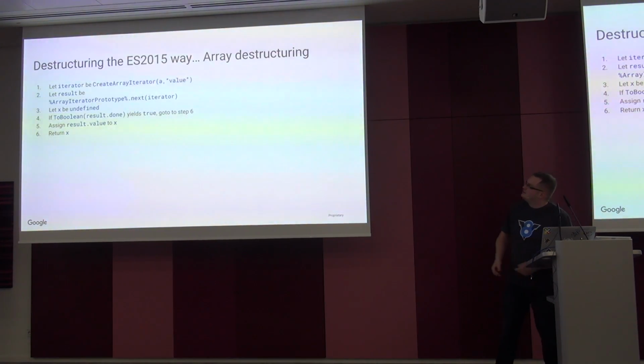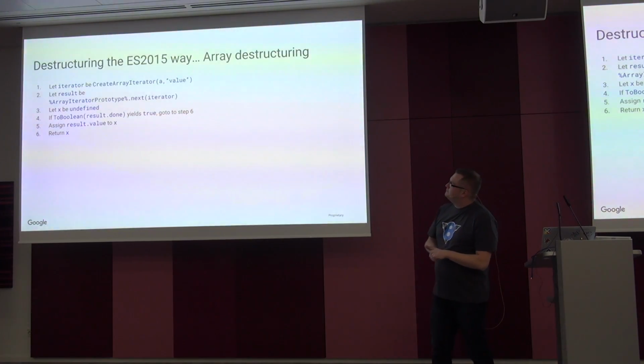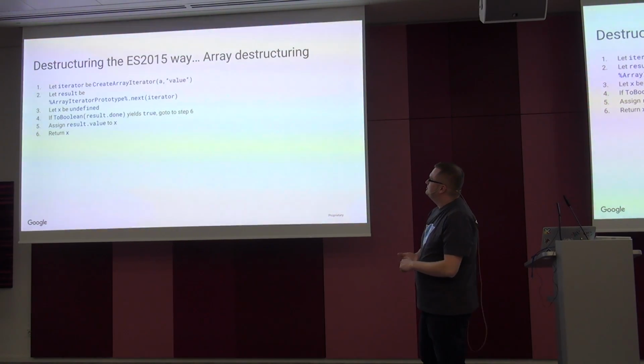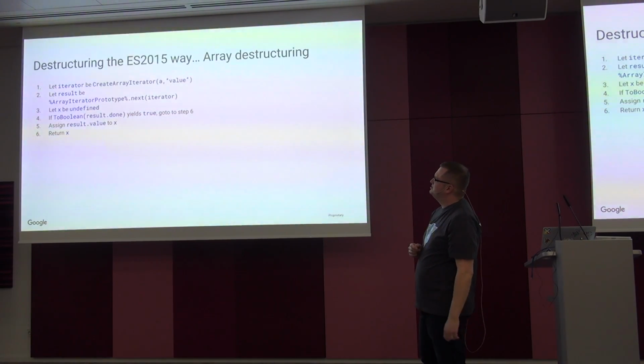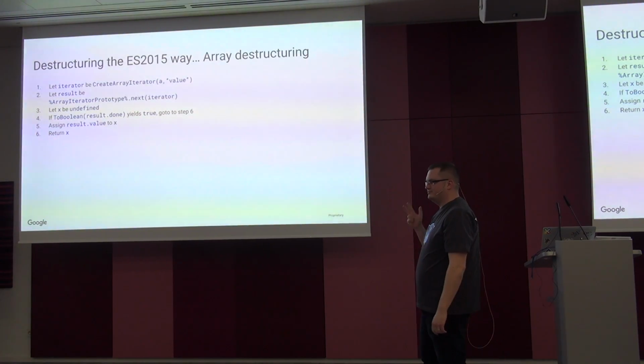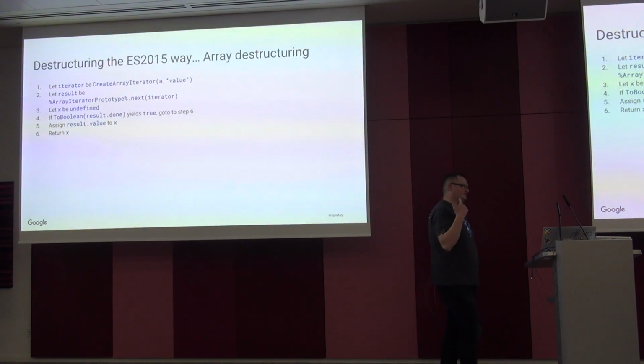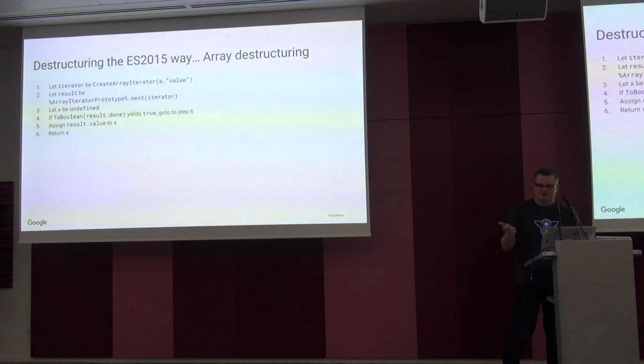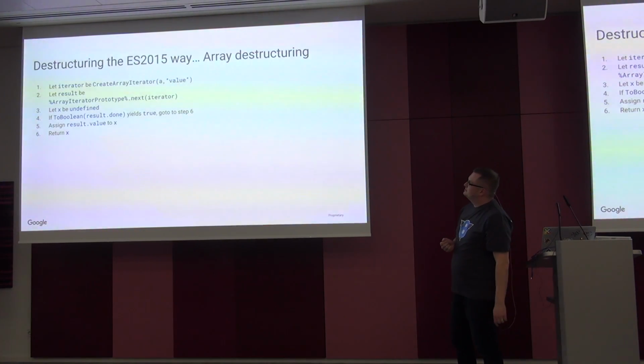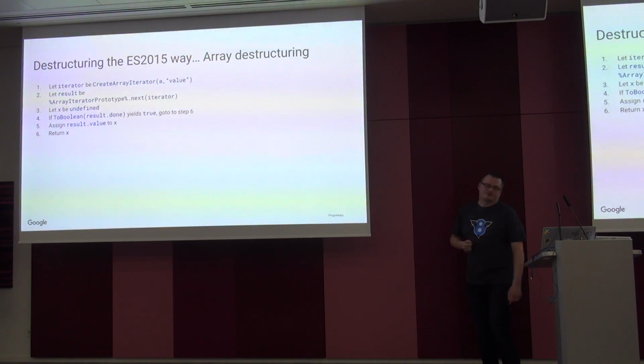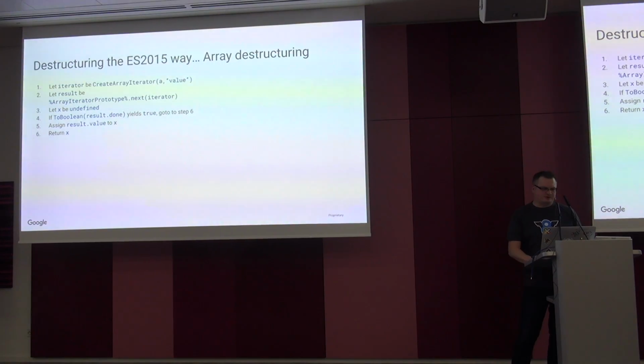Let's see. The array prototype iterator is basically just create iterator for values. So there are three different iterators on arrays. You can iterate the values, you can iterate the keys, and you can iterate the key value pairs. Okay. And there's another thing, the result is then, as I said, just the result of the call to next on the array iterator prototype.